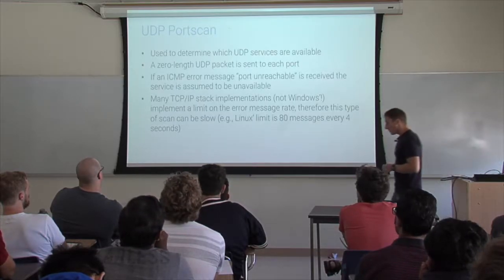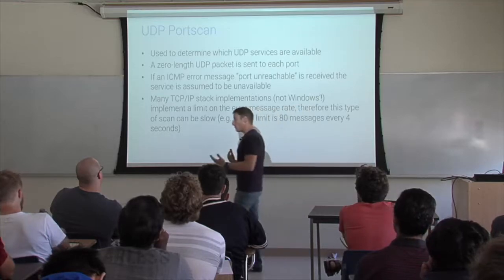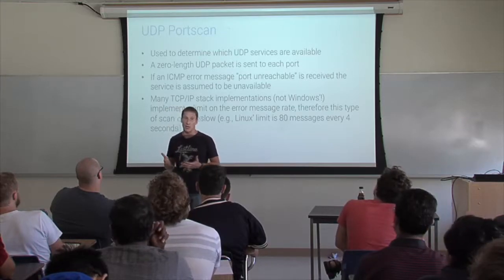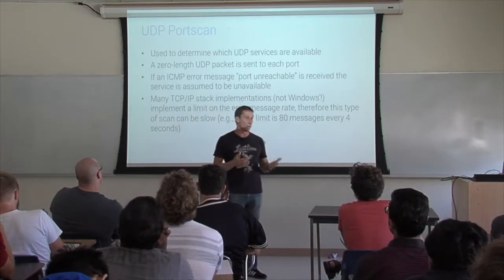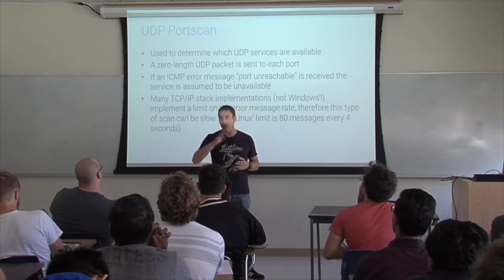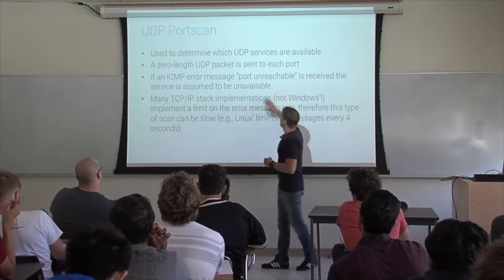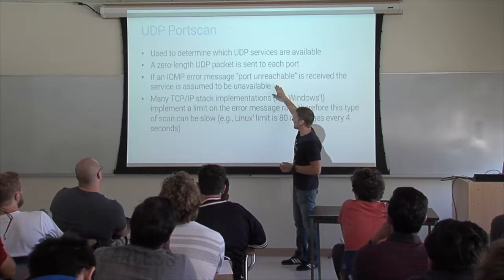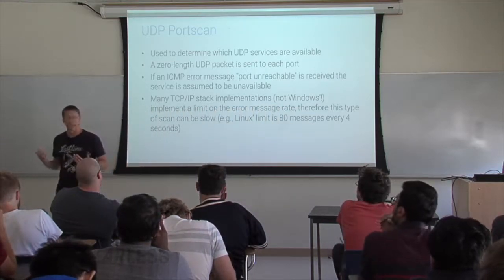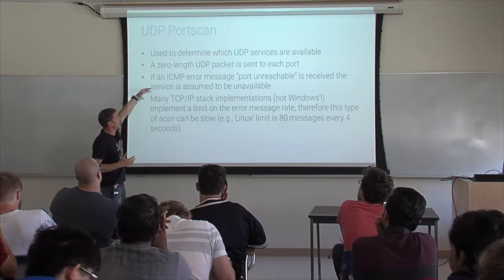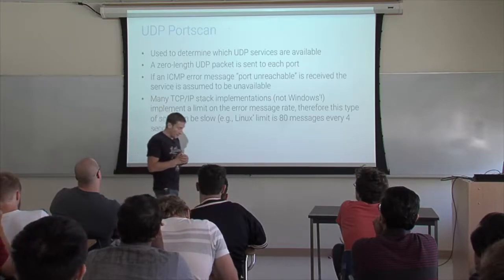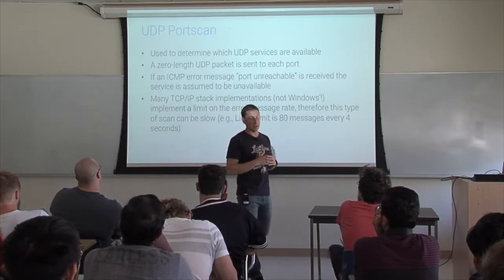Another way UDP can be used is to do a port scan, because UDP introduces the concept of port, and so you want to know which UDP ports are actually open on a specific host. What you do fundamentally is send zero-length UDP packets to every single port, and if you get an ICMP error saying port unreachable, that means that the service is not available. If otherwise the system is silent, then you will assume that the port is open.